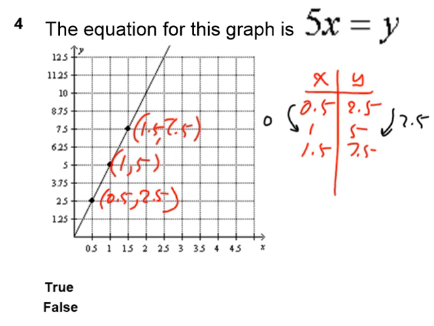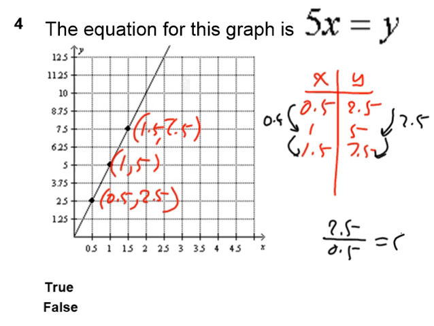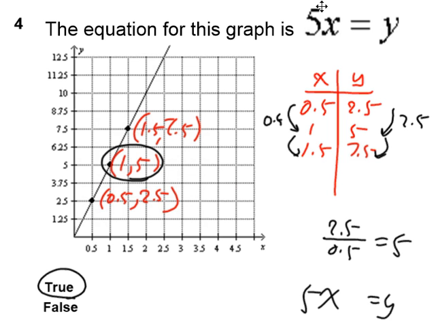The difference here is 0.5. So 2.5, the difference in y divided by the difference in x, or the slope of our line, is going to be 2.5, or $2.50 divided into piles of 50 cents. You can make 5 piles. So therefore the coefficient is 5. And as we can see from this one here, we are multiplying the x value by 5 to get the y value, so there is no constant. And therefore that is our equation, 5x equals y.